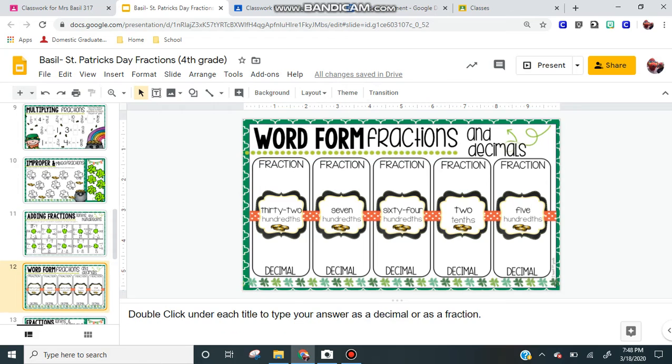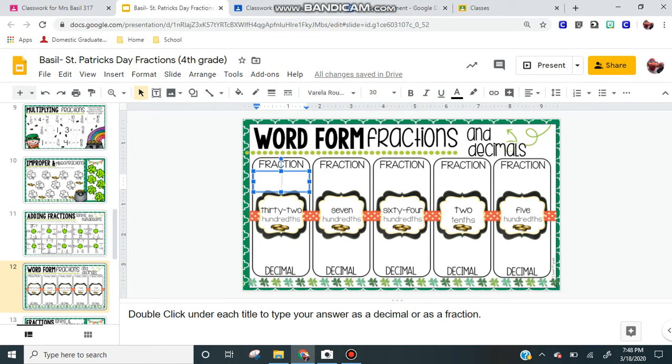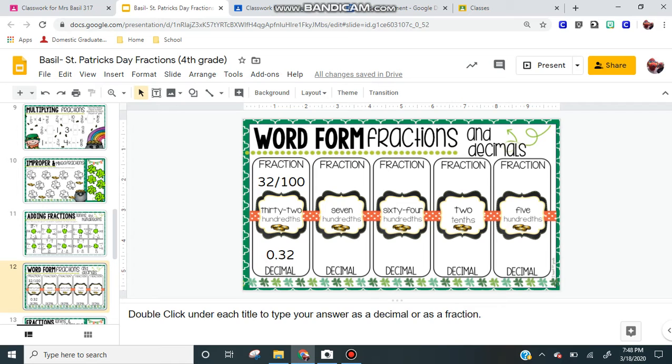The next slide, write in word form, and so you're going to double click underneath one. So the first one, you're going to write 32/100ths as a fraction. So that'd be 32/100ths. And then as a decimal point, you put a 0, decimal point, 32. I typed in 23, of course. 32/100ths.